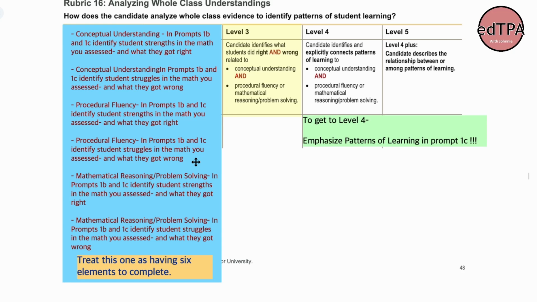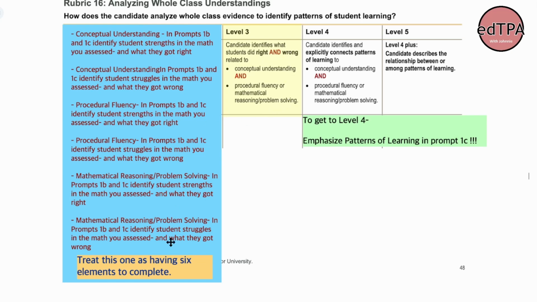Procedural fluency in prompts 1B and 1C, identify student struggles in the math you assessed and what they got wrong. So for procedural fluency, what they got right and what they got wrong. And lastly, mathematical reasoning problem solving in prompts 1B and 1C, identify student strengths in the math you assessed and what they got right. Mathematical reasoning problem solving in prompts 1B and 1C, identify student struggles in the math you assessed and what they got wrong. So again, what they got right and what they got wrong in problem solving.